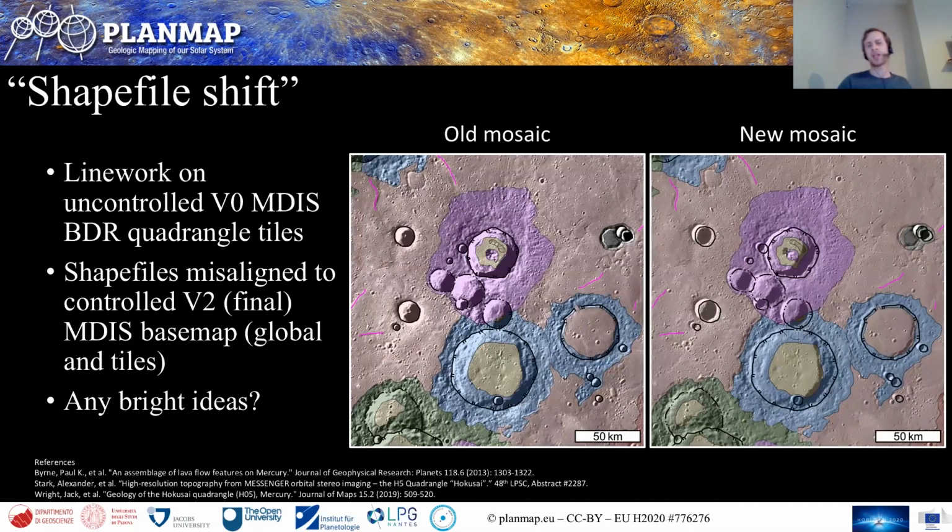Yes, I wanted to pick the brains of the people who are USGS, ArcGIS wizards. I mapped on the version 0 base map, and now the version 2 controlled one has come out, and my shapefiles are all not lining up very properly. So I was wondering if there was some semi-automated way of getting them all to adjust. So if we get to the discussion section, I think I would be interested to hear if anyone has any bright ideas on how to get them, and that will help me line up with Jenny as well.